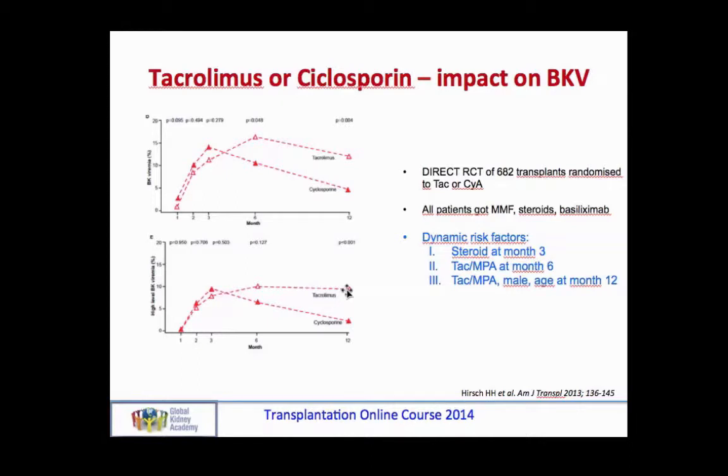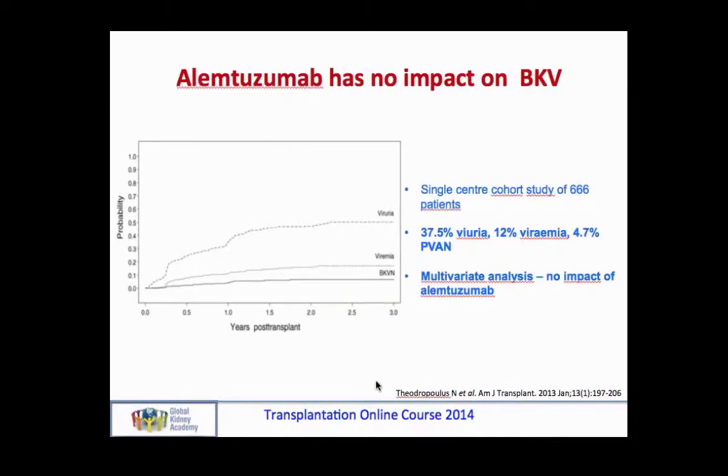And there seem to be dynamic risk factors. So your steroid dose at 3 months seems to be important. The combination of tacrolimus and mycophenolate at 6 months seems to be important, and male sex and age at month 12 and tacrolimus and mycophenolate at month 12 also seem to be important. So the risk factors seem to change according to time, but basically immunosuppressive load and the combination of tacrolimus and mycophenolic acid appear to be important.